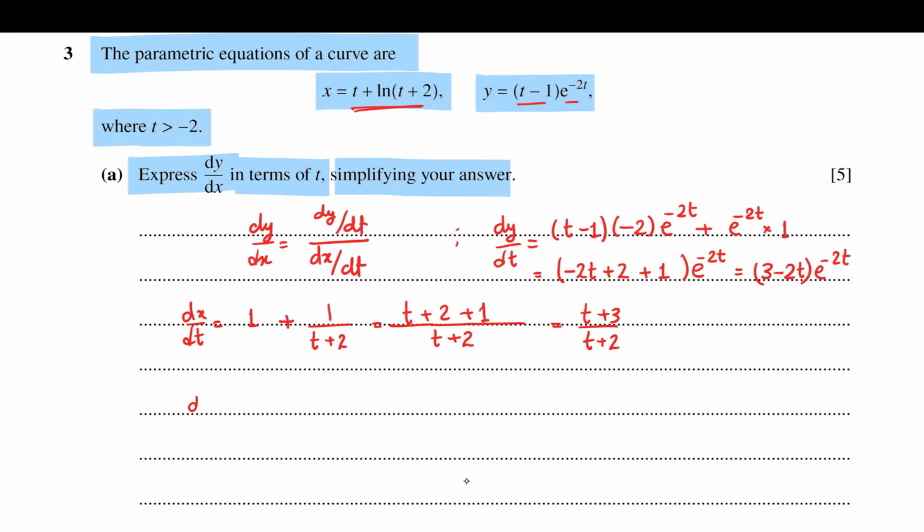Now we have dy over dx. Dy over dx is going to be, numerator 3 minus 2t times e to the power minus 2t, over dx over dt, that is t plus 3 over t plus 2. We can transfer it to the numerator and we're left with t plus 2 times 3 minus 2t, e to the power minus 2t, over t plus 3. And we can see we cannot simplify it further, so that's dy over dx in terms of t.